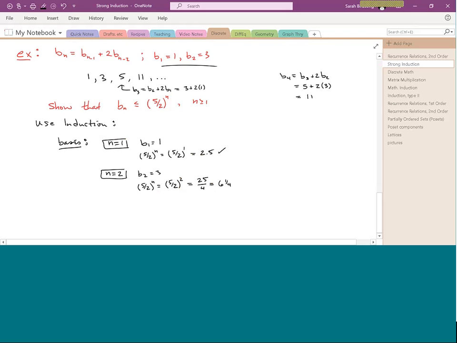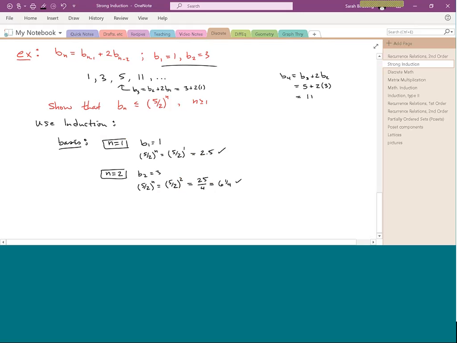What do you guys think? Are we still doing good? Or was this a case where everything failed and we get to stop? Is 6 bigger than 3? That's really the question. I'm going to assume you're all thinking in your heads yes. So this one also works.